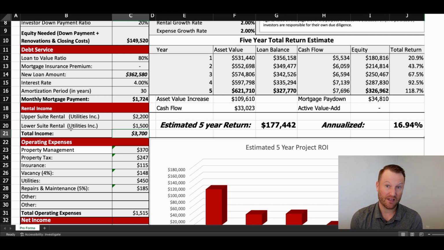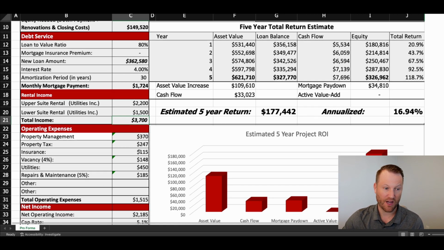That's also market dependent. Maybe the property that you're looking at does have separately metered utilities, and you can go about that in whatever way suits you best. But for how we do it in Calgary and for our model here, we're going to include utilities in that for a gross rental amount of $3,700.